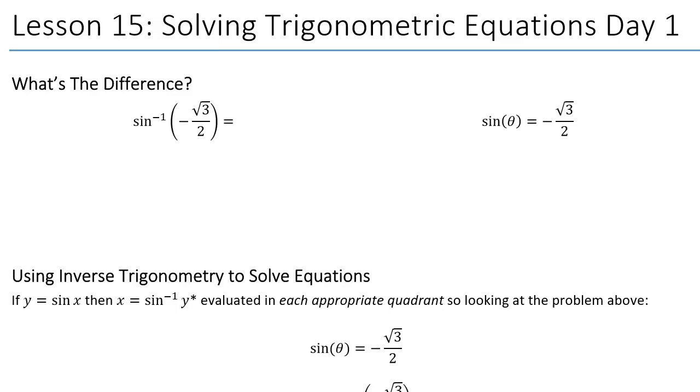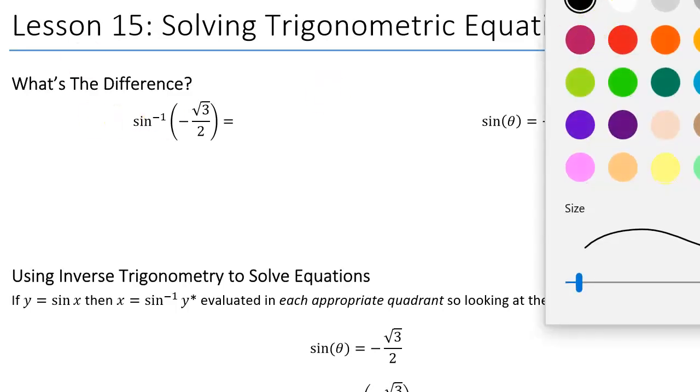Hi, Trigonometry. This is the video lesson for lesson 15, Solving Trigonometric Equations, Day 1. So we're going to open this lesson with a what's the difference. In the last lesson, you learned about inverse trigonometry and how it can be evaluated. And so the first example is an inverse trig expression, or equation, I guess, since it does have an equal sign.